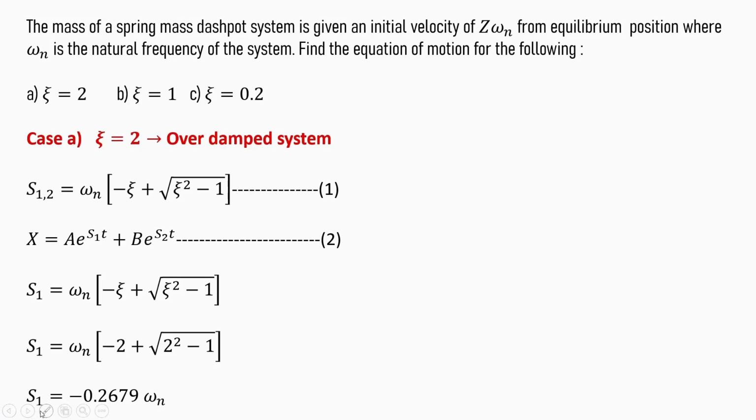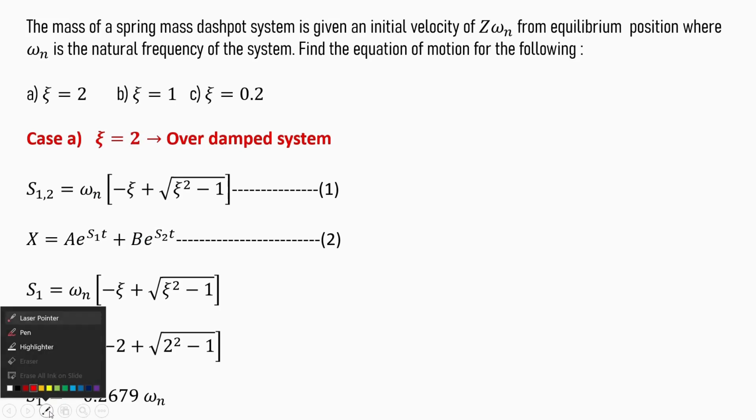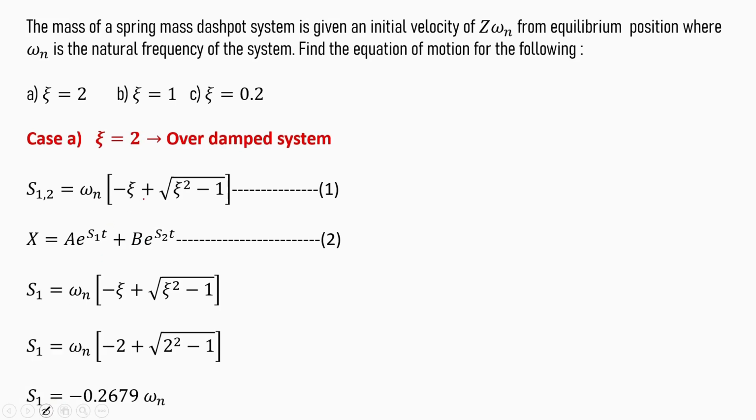For an overdamped system, the roots of the equation, S1 and S2, are given by omega n multiplied by, inside the bracket, minus zeta plus or minus square root of zeta square minus 1. The general solution is given by a e raised to s1 t plus b e raised to s2 t. This we have already derived.